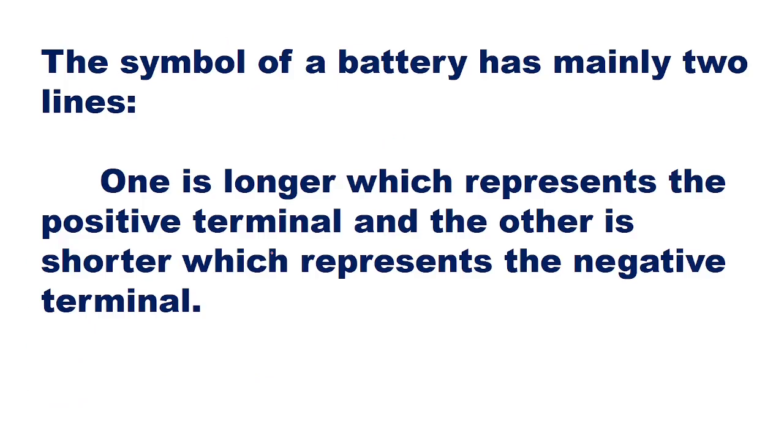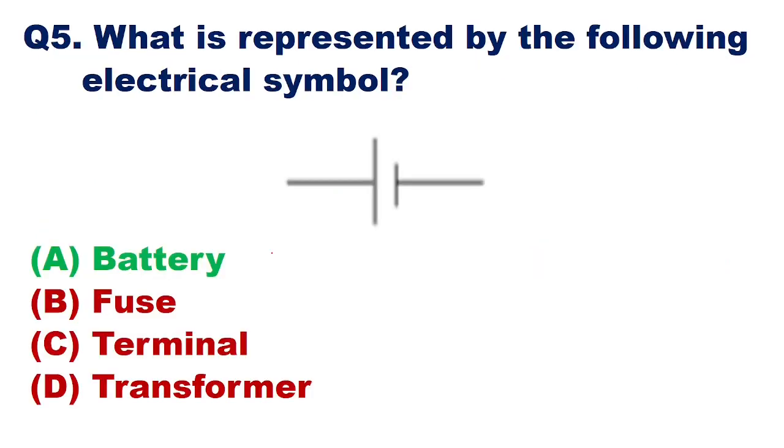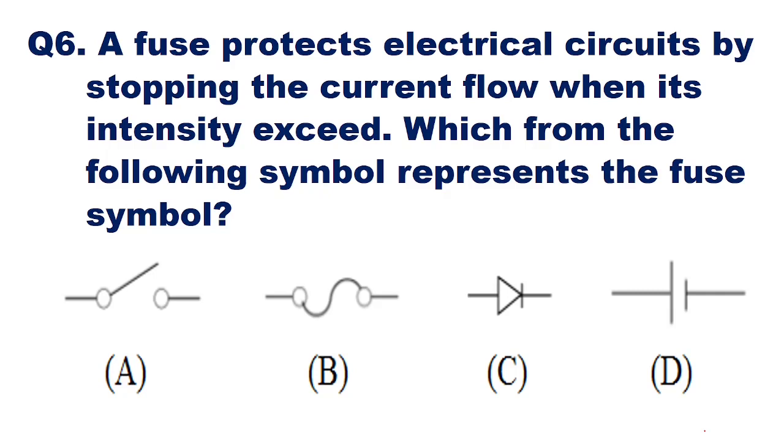So here the symbol of a battery has mainly two lines. One is longer, which represents the positive terminal, and the other is shorter, which represents the negative terminal. So option A is the right answer. It is a symbol of a battery. So here we'll go to the next question.